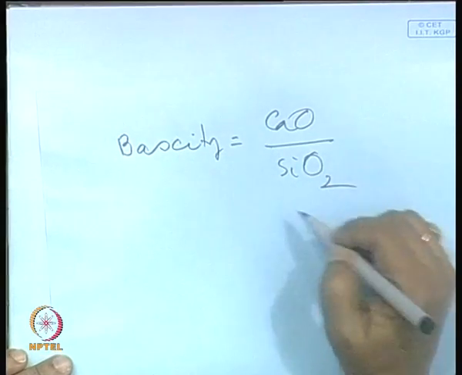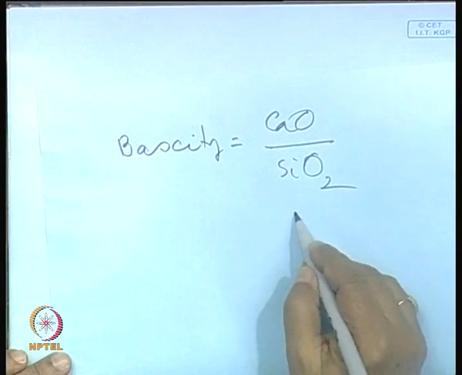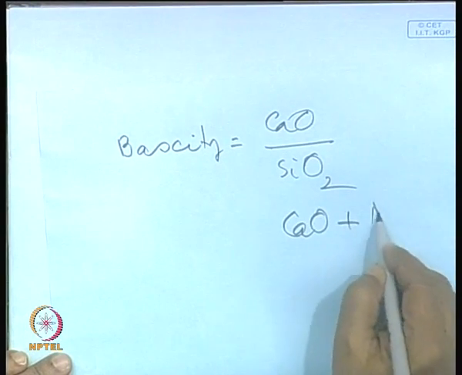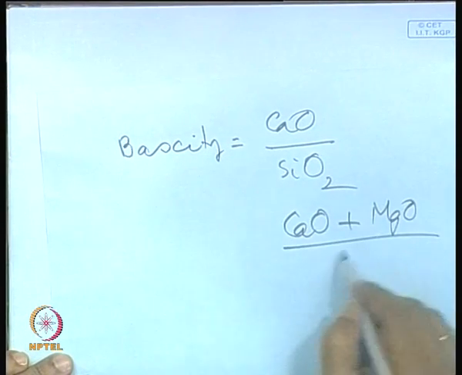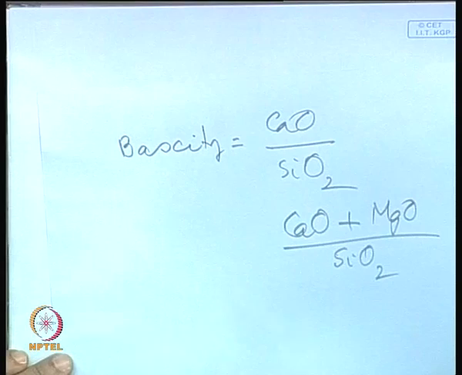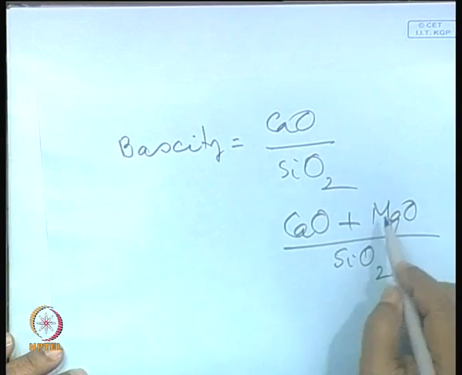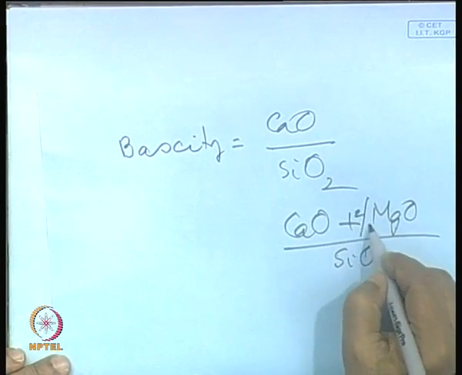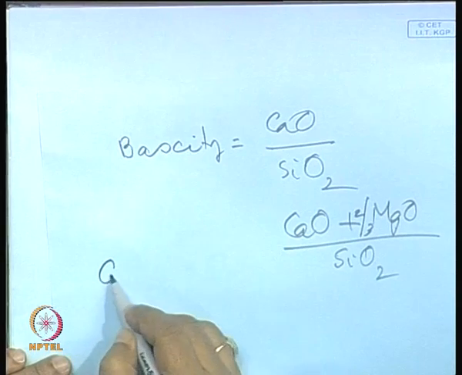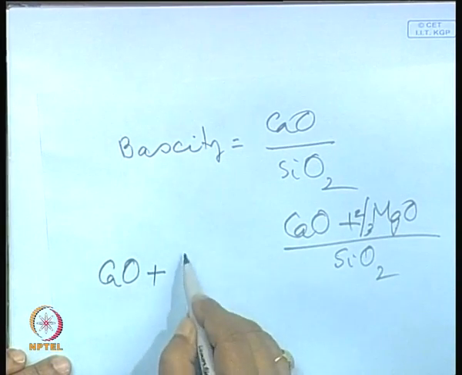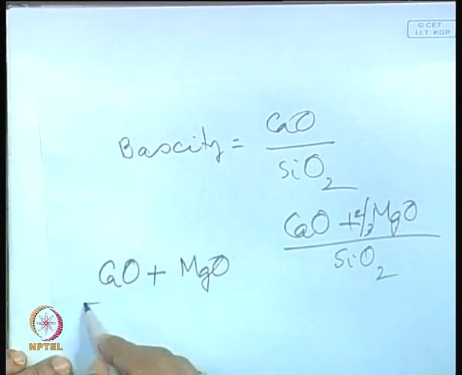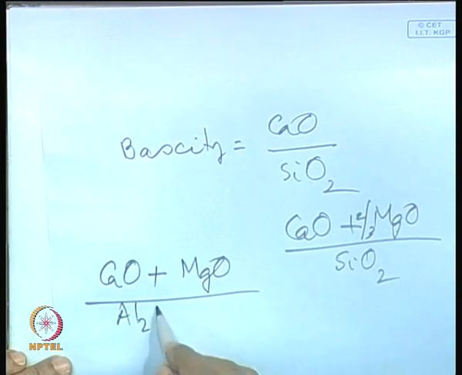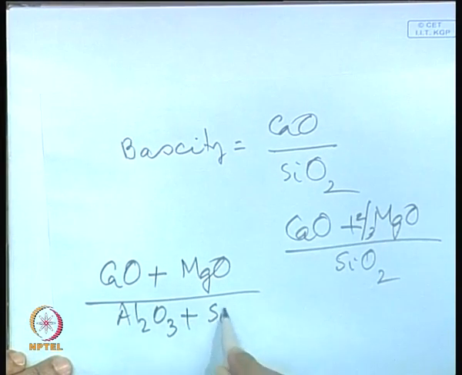There are modifications required of this if there are other oxides. (CaO + MgO) by SiO2 is another definition commonly used in the industry. Some people say since MgO is not as effective as CaO, it should be written as two-thirds. Some people say under certain conditions the basicity index is best written as Al2O3 plus SiO2, etcetera, etcetera.